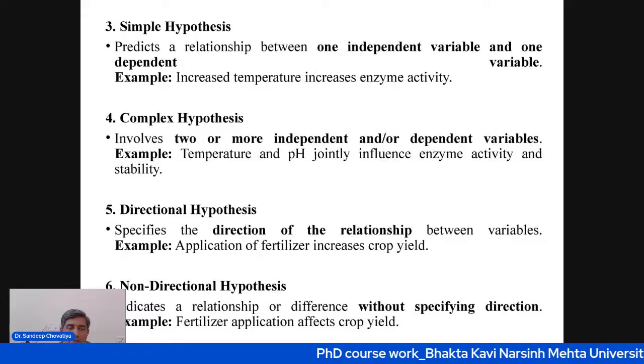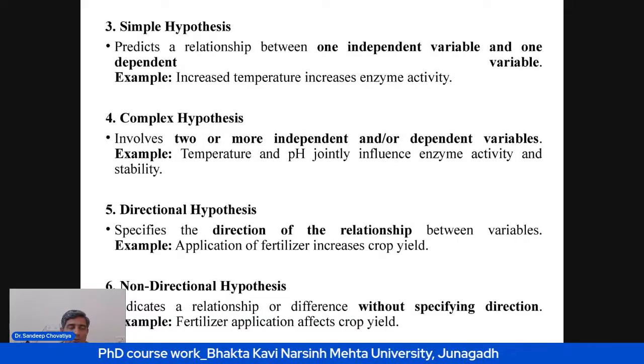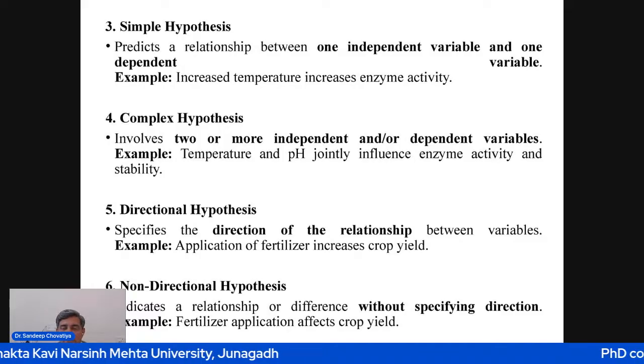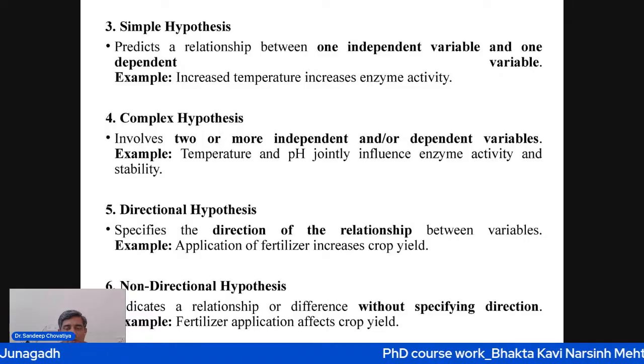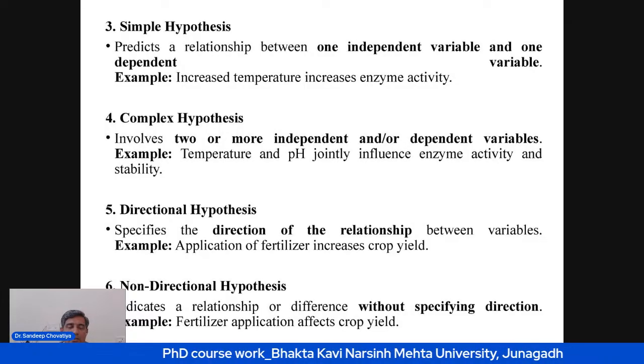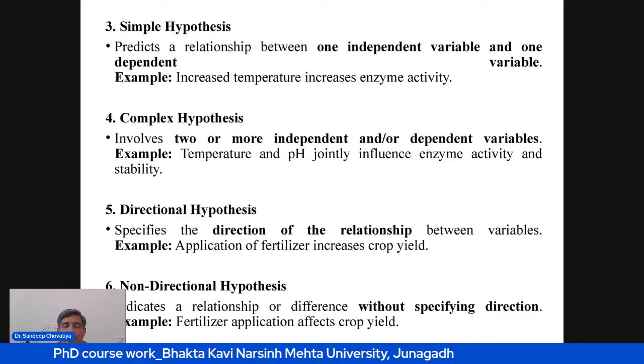When we're discussing about the directional hypothesis, number 5, so here they specify the direction of the relationship between the variables. For example, application of fertilizer increases the crop yield. Directly we state that, okay, when we apply the fertilizer, it should increase the crop yield.